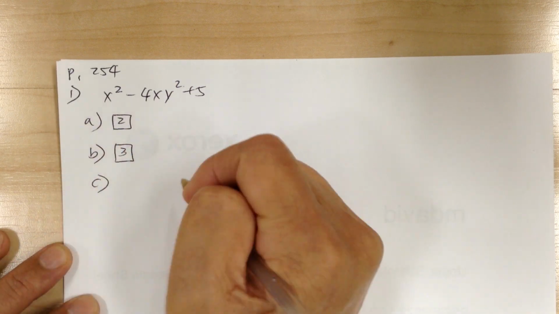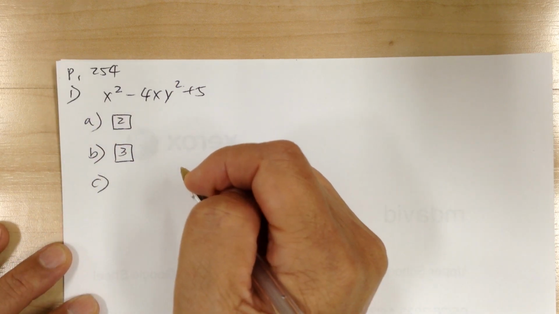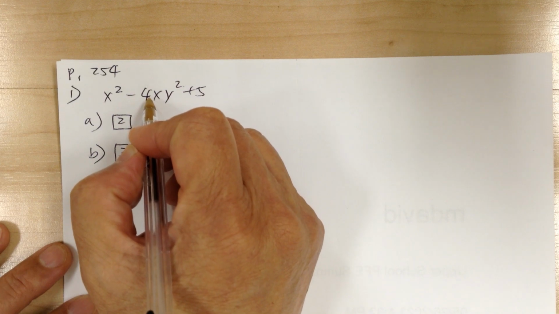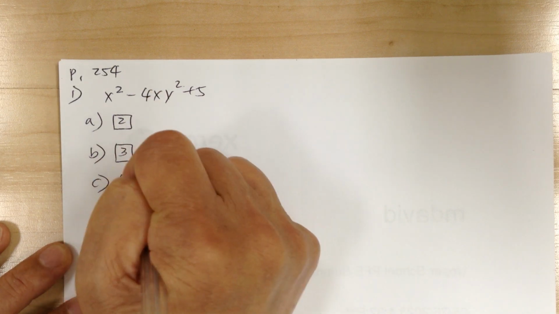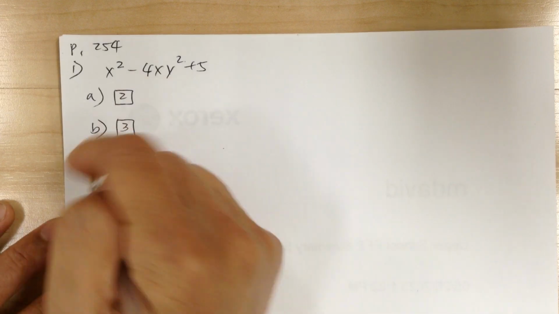And C, looking for the numerical coefficient of the second term. So the numerical coefficient of the second term is this one here. So it would be -4. So make sure you're including the negative.